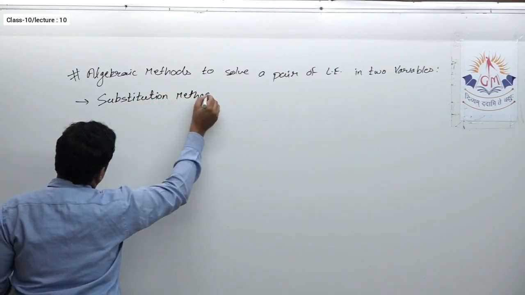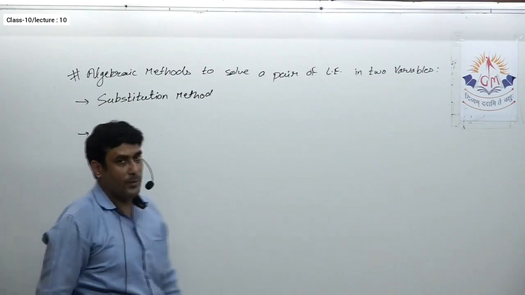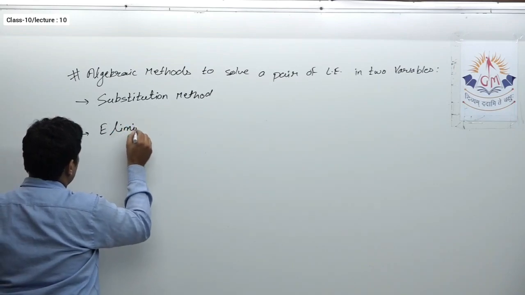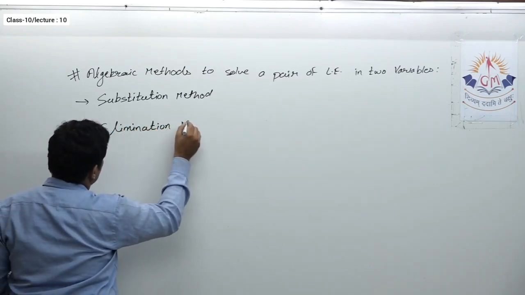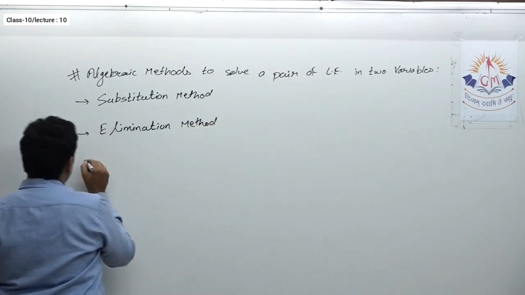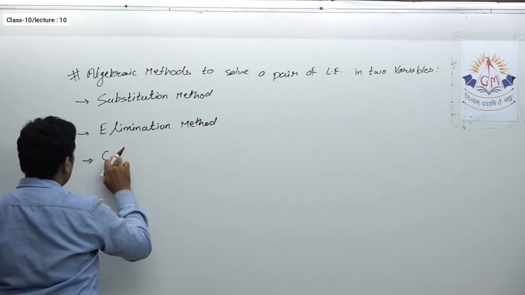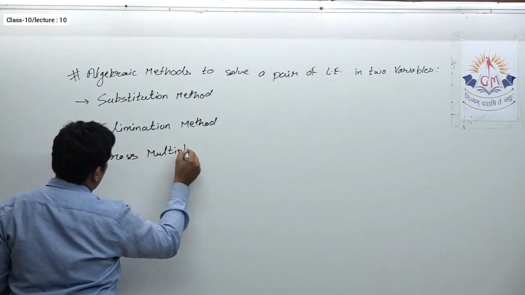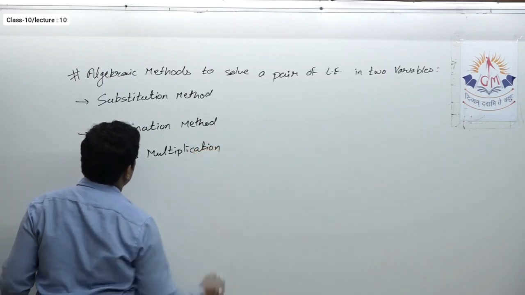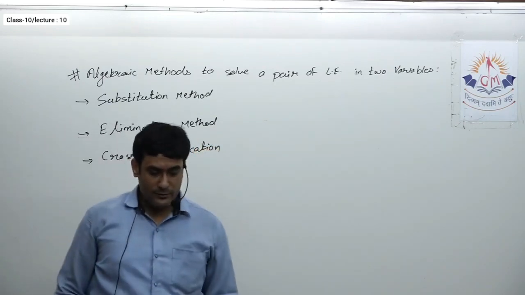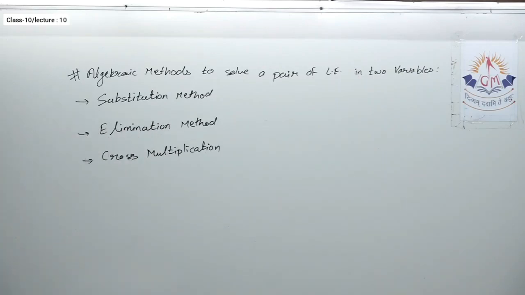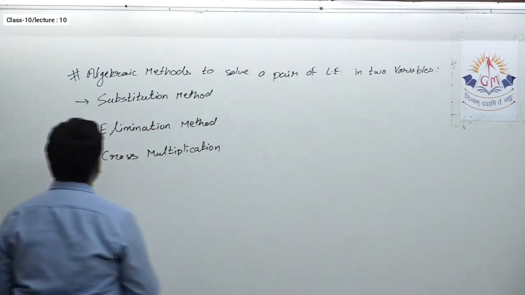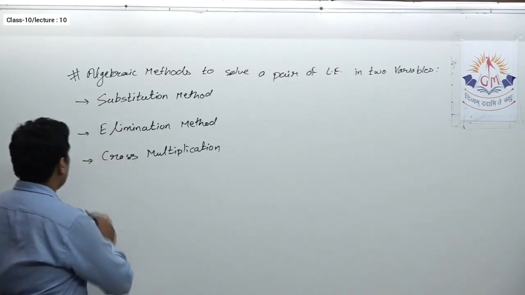First I will give you all the names, then we will see all the methods one by one. Substitution method. Another one is the elimination method, or method of elimination, and the third one is the cross multiplication method. So we will start with the substitution method. First I will explain how it works, then we will see examples related to this.